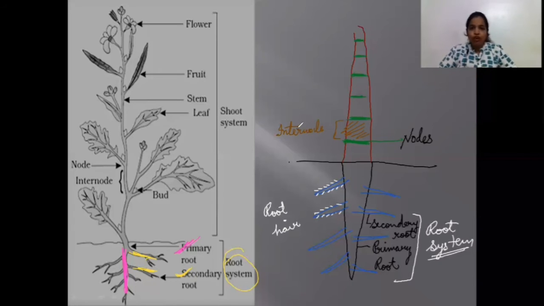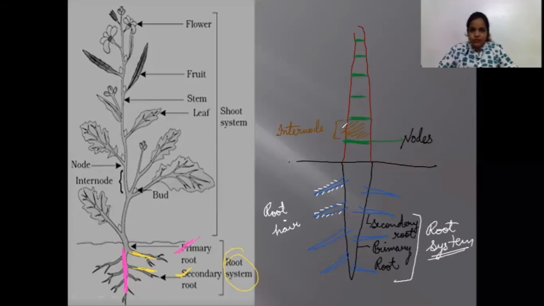What you have to look for? You can either look for root hair, if not, then internodes and nodes. Root hair will be present only on the roots. Nodes and internodes will be present only on the stem. So I have given you two characters. You can use any of them to differentiate between roots and shoots. So guys, these are the two terms.